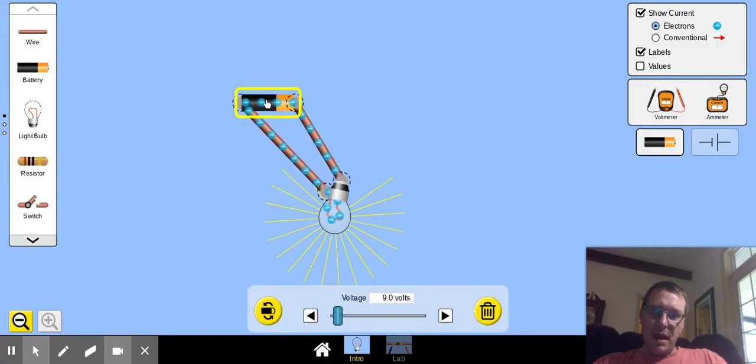Now, if I touch my battery, you can see that it has a voltage of 9. And as I add more batteries, that voltage can change.